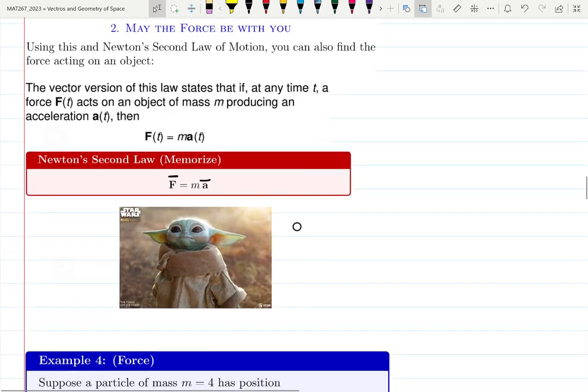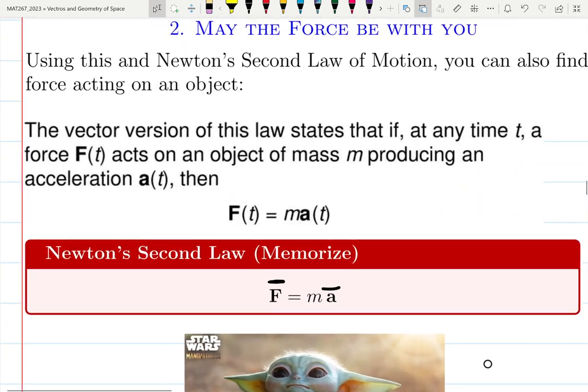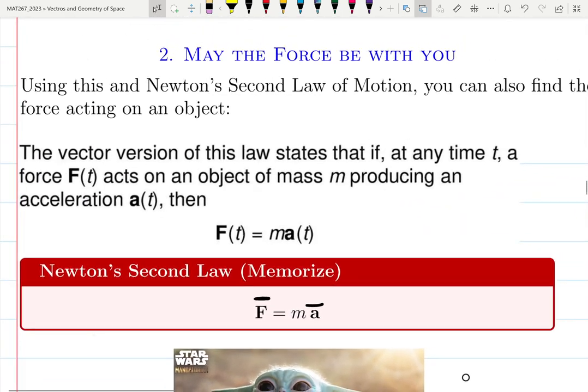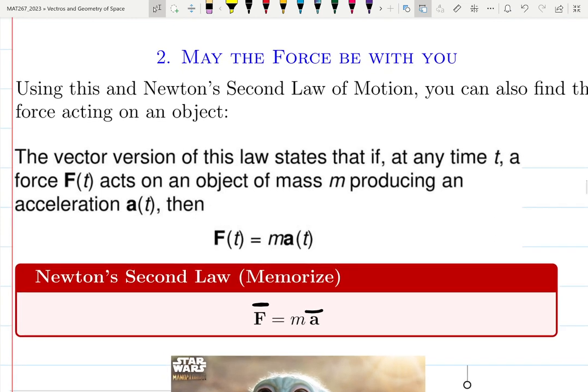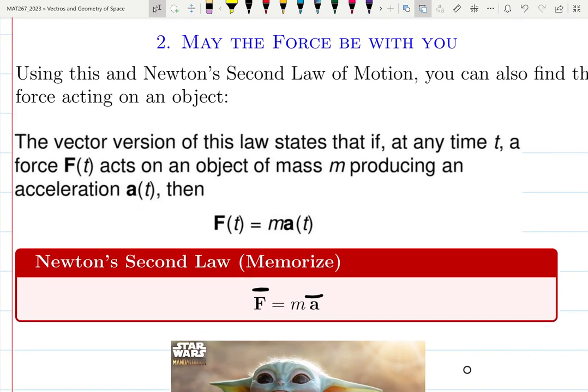A particular example is force, Newton's second law of motion. You can find the force acting on an object. May the force be with you, by the way.